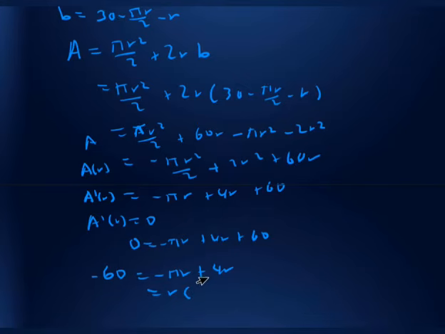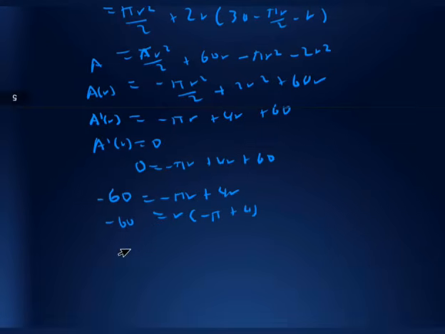Whenever you have things that you can't add, but you want to make something the subject and it's on both of them, you just factorize. So then it's going to be plus 4. So now we're going to have minus 60. Therefore, r is going to be equal to minus 60 over minus pi plus 4. Yeah, so I want it to be positive. So I'm just going to multiply by negative so that it becomes 60 over pi minus 4.